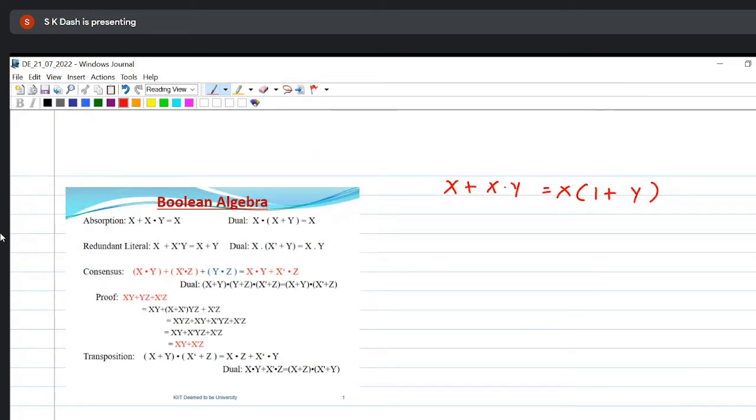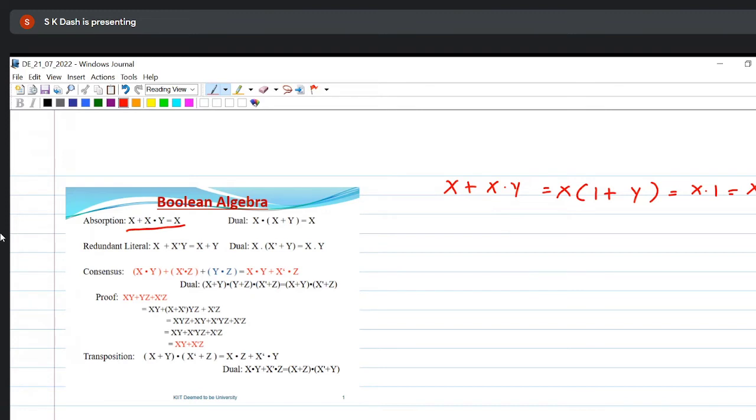1 plus any variable, if you add something with 1, what will be the result? 1 only. So this will be x dot 1. So x dot 1 is what? X. This is called the absorption law.